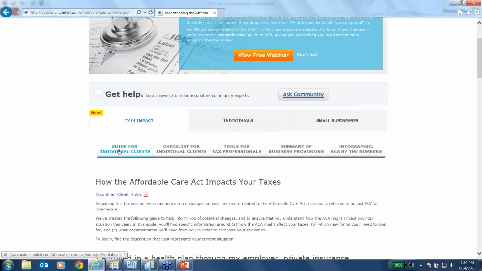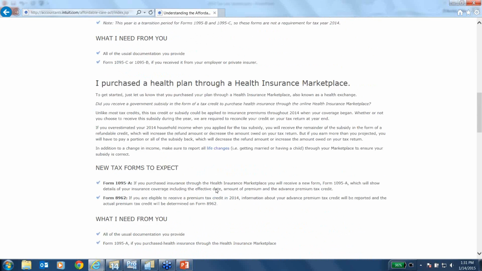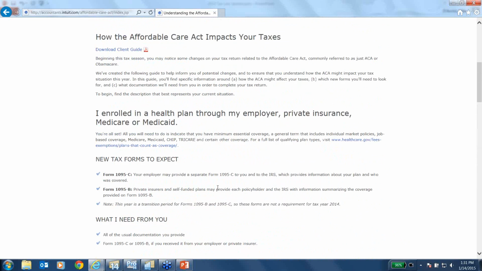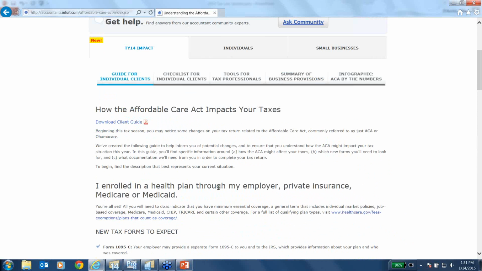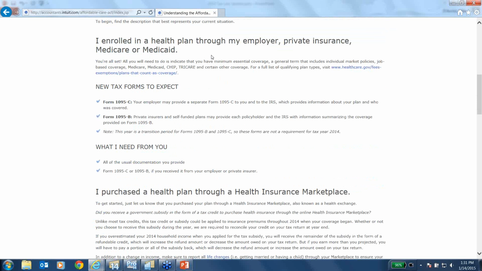We have a tab for a guide for individual clients. And each of these documents, by the way, you can pull the information down in a PDF and use it in your practice. So we have a guide for individual clients. It explains ACA and the different situations at more of a high level, something that your clients can maybe understand. If I enrolled in a health plan through my employer, private insurance, Medicare, or Medicaid, what to expect in that situation.